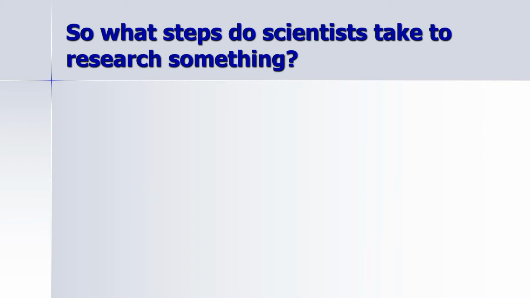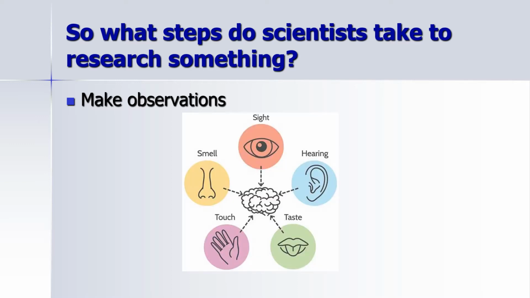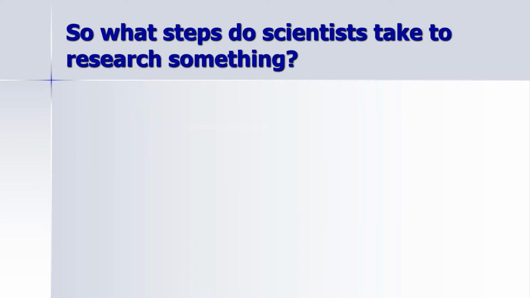The first thing that they have to do is make an observation. They have to see or observe that there is a problem going on in the world. And they do that using the five senses, which are sight, hearing, smell, taste, touch. So for example, let's say I am making an observation that sugar dissolves faster in warm water. That's my observation. Now, the next thing that I would want to do is ask a question about that.